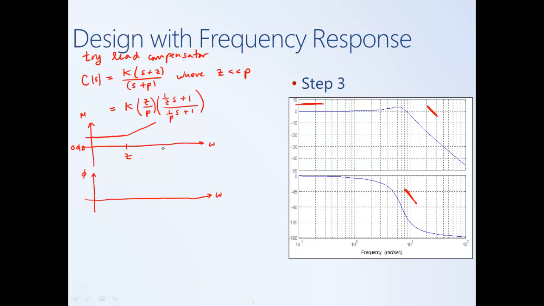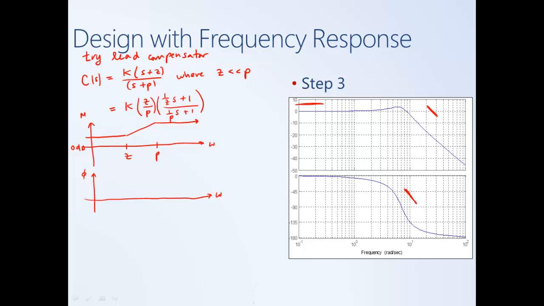And then when the pole comes in, the pole adds in a slope of minus 20 dBs per decade. And so in essence, the positive slope from the zero and the negative slope from the pole cancel, and the magnitude plot levels off again. And we get a shape like that for the magnitude plot.